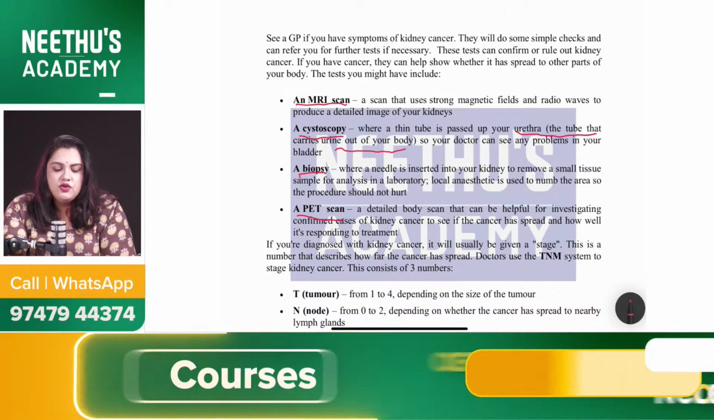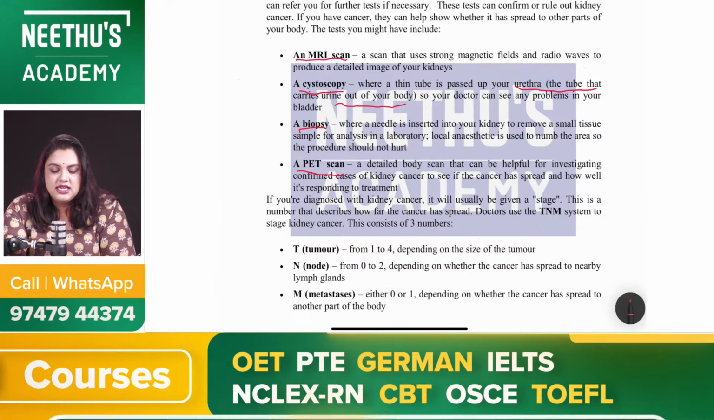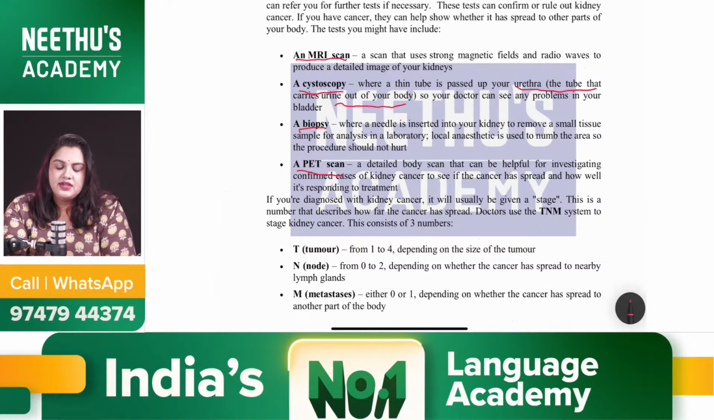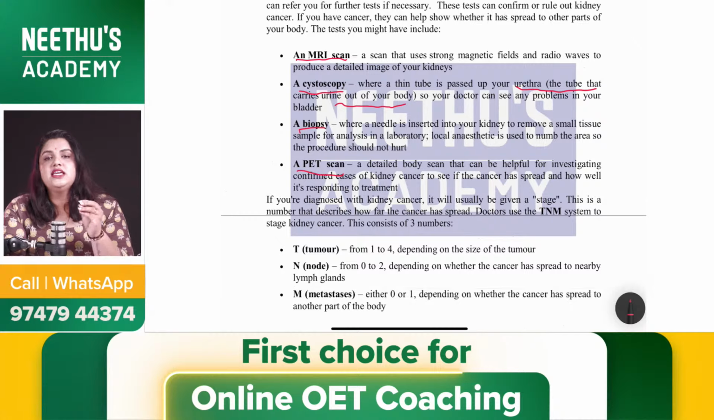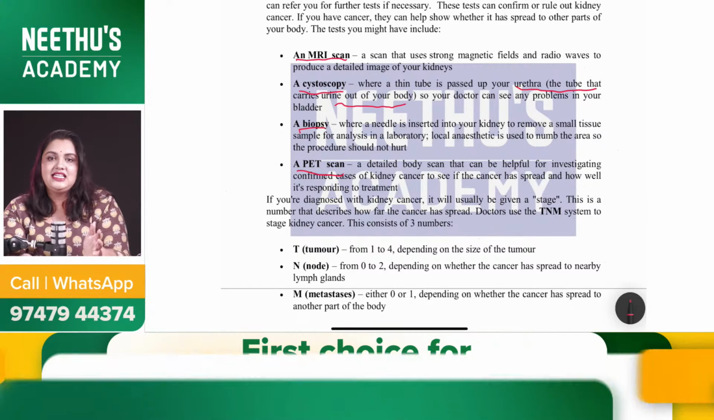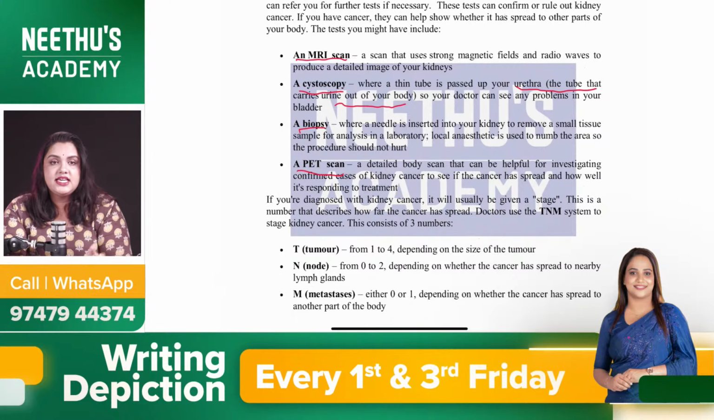Alright, now the fourth one is the PET scan, a detailed body scan that can be helpful for investigating confirmed cases of kidney cancer to see if the cancer has spread and how well it is responding to treatment. So the PET scan is a detailed body scan. It is helpful for investigating the confirmed cases.